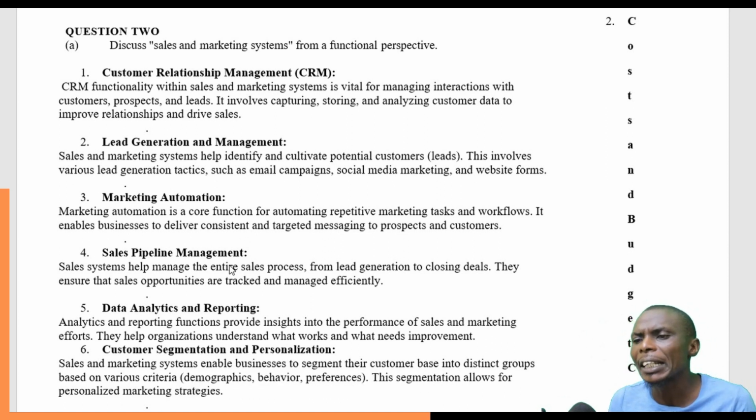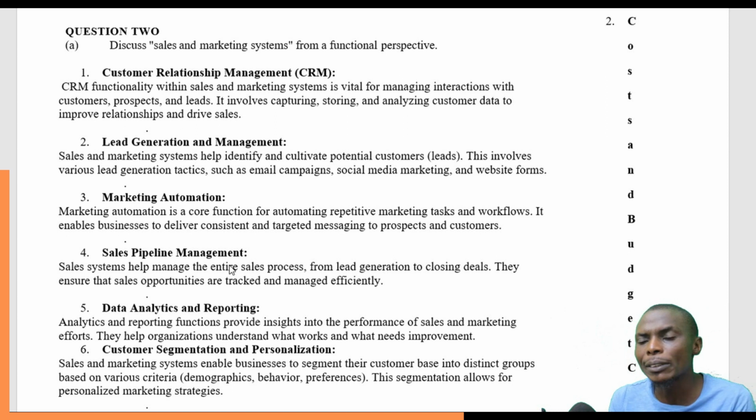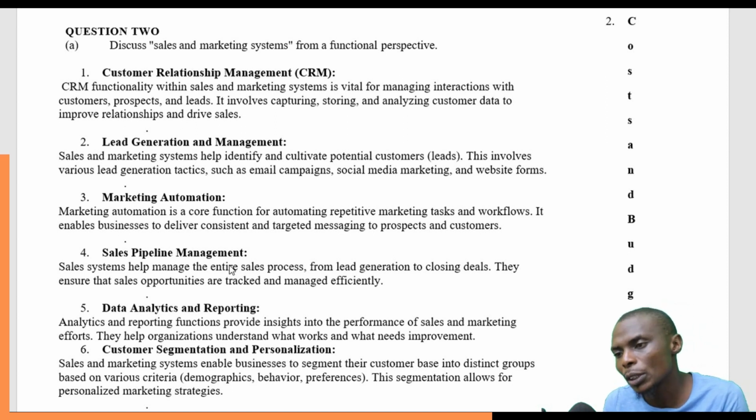Then we have data analytics and reporting. Analytics and reporting functions provide insight into the performance of sales and marketing efforts. This helps organizations understand what works and what needs improvement, based on the data that has been collected, analyzed and reports generated. Through visualization, they can come up with conclusions or decisions on what needs to be improved.